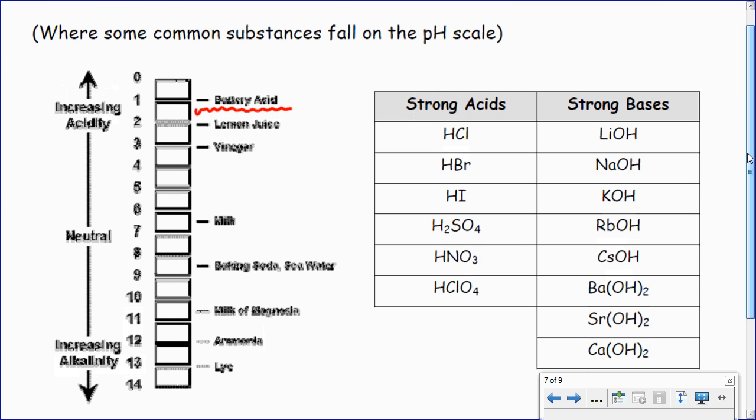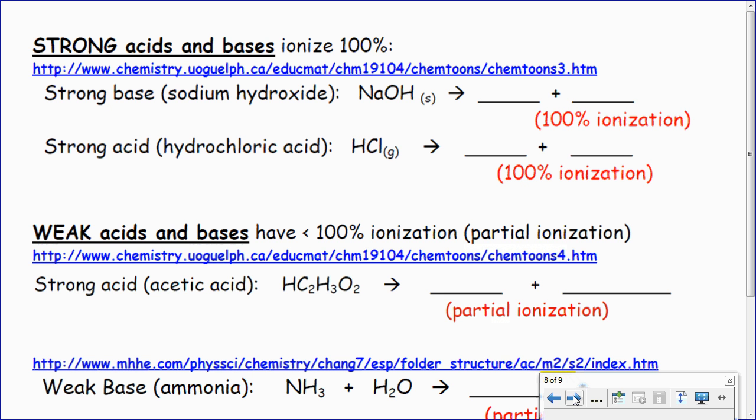Other things, notice again, bases, OH, OH, OH, all over the place. Okay. Except for that pesky ammonia, which behaves differently. Now, strong acids and bases ionize 100% in water, which means they completely dissociate. NaOH becomes Na positive and OH negative. HCl becomes H positive and Cl negative. Weak acids and bases don't always do that. Weak acids and bases, some of them stay as the stuff they came in, and some of them ionize.